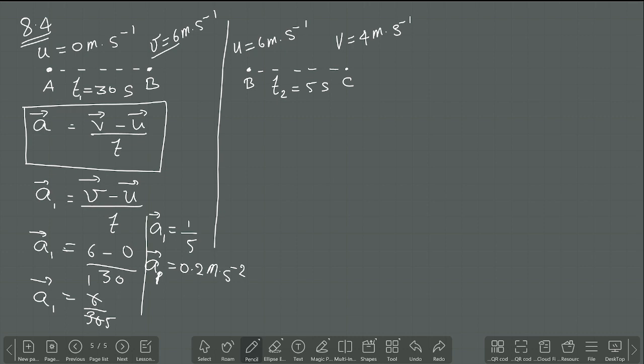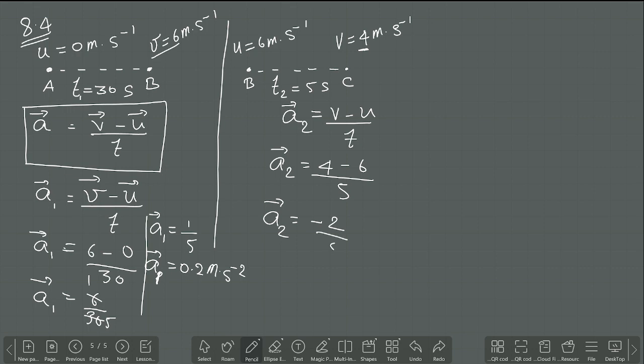Like this, let us calculate for A2. So the A2 is equal to V minus U by T. What is the value of V? V is 4, minus U which is 6, by T which is 5. So the A2 is equal to 4 minus 6, minus 2 by 5. So the A2 is equal to minus 0.4 meter per second square.